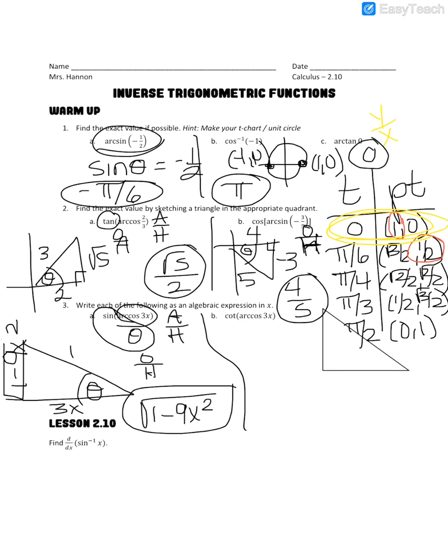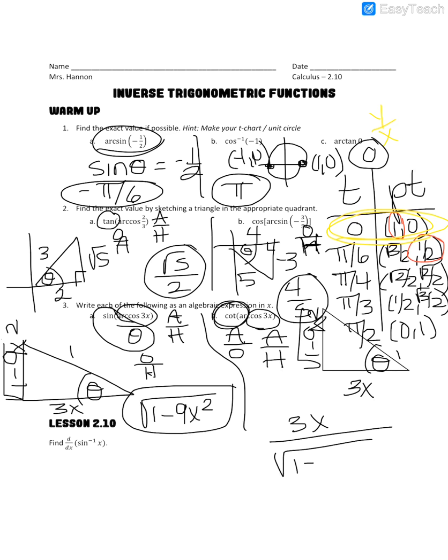Okay, 3b, it's actually the same setup as before. So here's my theta. That cosine would be adjacent over hypotenuse. So I have 3x and 1. And then my third side is radical 1 minus 9x squared. So on this one, I'm evaluating the cotangent. Since tangent is opposite over adjacent, cotangent is adjacent over opposite. So that's going to be 3x over radical 1 minus 9x squared. And we can leave it improper, that's fine.